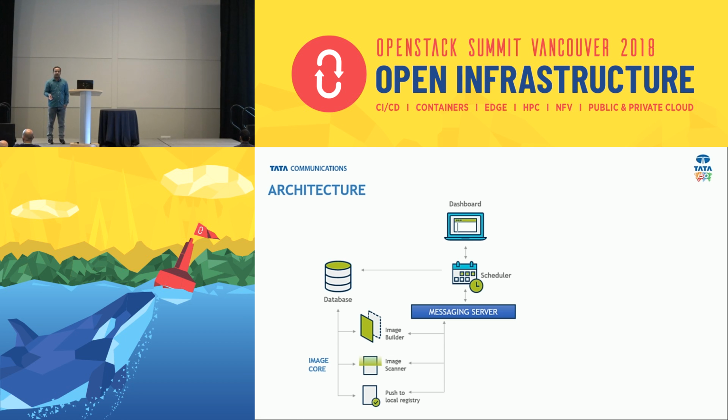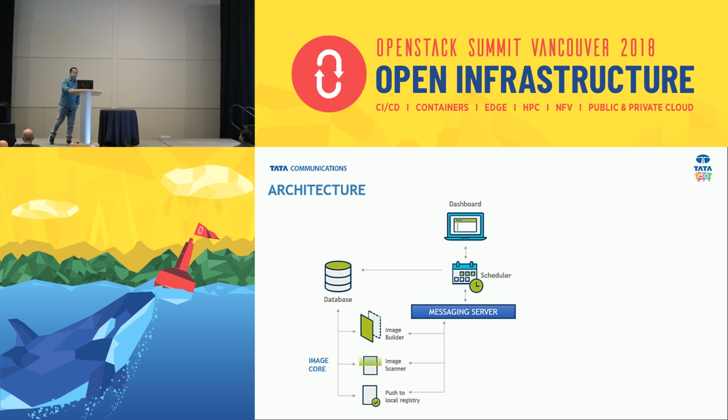And then we have defined an image core here, which consists of 3 things. One is image building. Second is image scanning. The third one is, if the scan says the image is safe and secure to be used on the platform, go push it to our central registry, where it can be again pulled by the other endpoints. So all of these communicate via the messaging server, and they pick up the image details from the database.